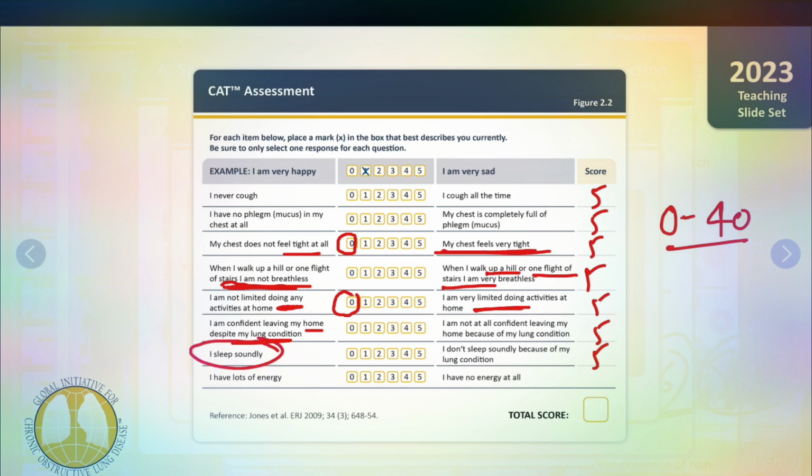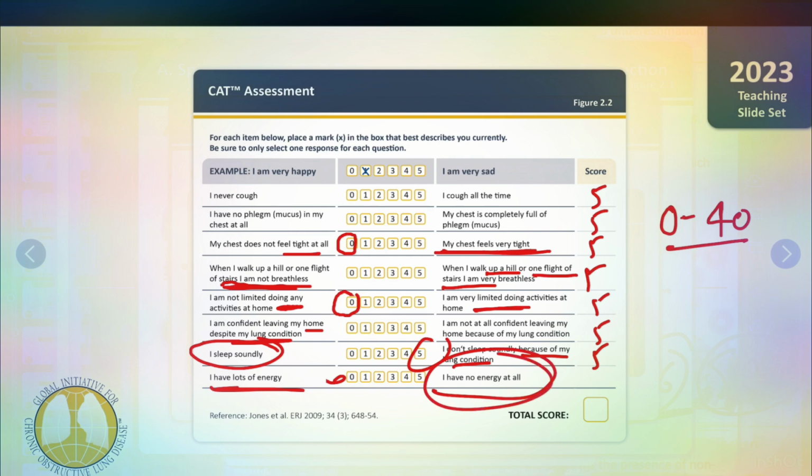Then comes the sleep. If I sleep soundly, then it is 0 grade. If I don't sleep soundly because of my lung condition, then we will give it 5 score. If I have a lot of energy, 0 score. If I have no energy at all, then we will give it 5 score.